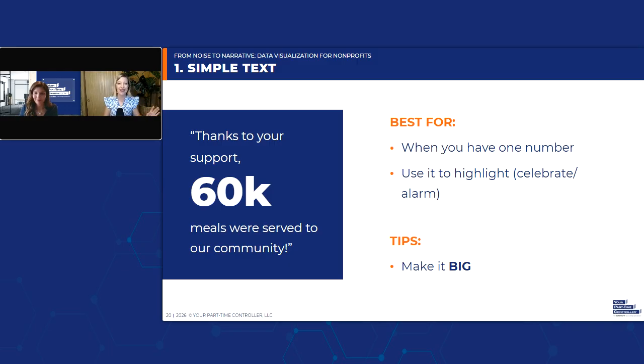But let's start with an overlooked graphic, which is the supersized text. This is great when you have one number you got to communicate. Maybe you're celebrating or you're alarming with its size, but this type of chart is really great at communicating one number. And the trick is to make the number really, really big and stick to one thing that you want to say. So like this one, 60,000 meals were served in our community.